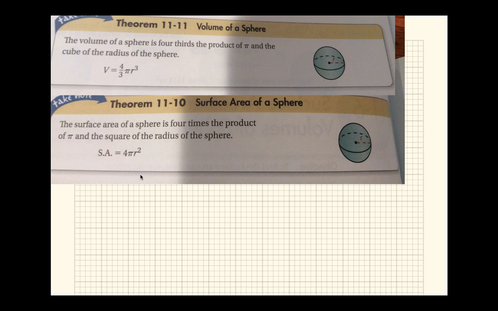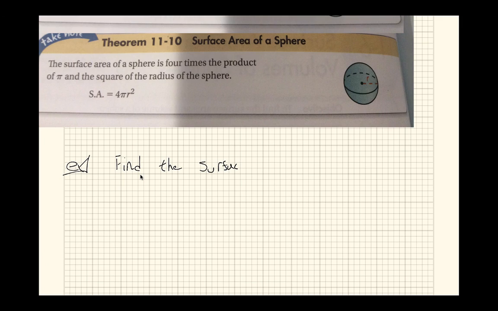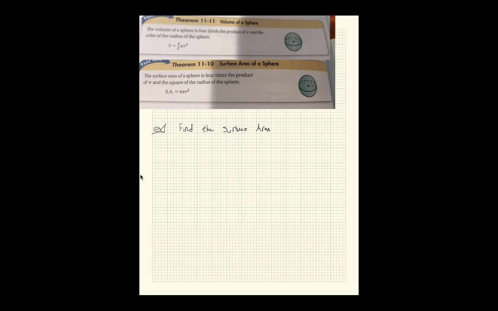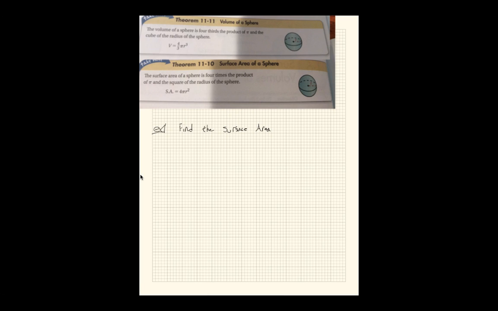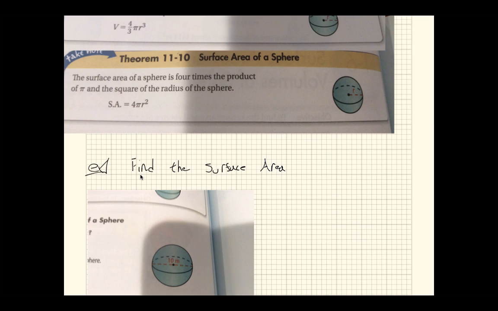So let's practice using one for surface area. Find the surface area. This is going to be pretty straightforward. It's really just use the formula, plug in your information. There's really only one variable, that's the radius. So let's take a look. Finding the surface area, they gave me a diameter of 10, so the radius is 5.